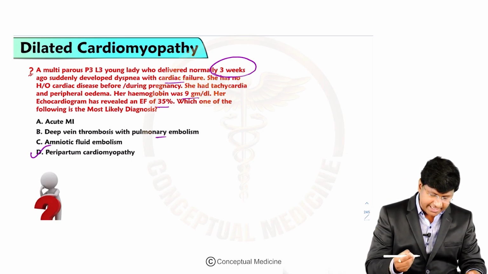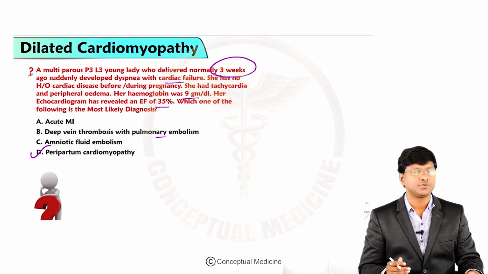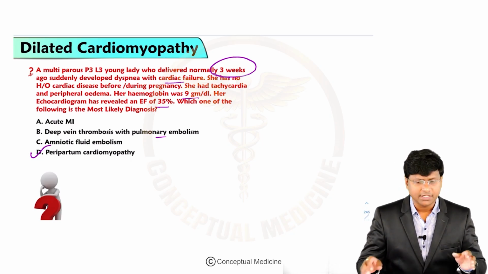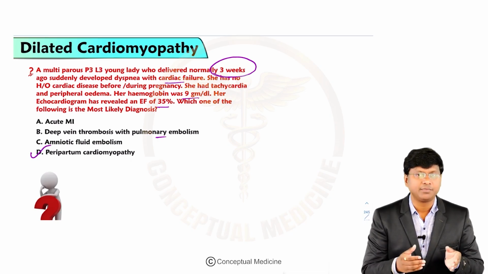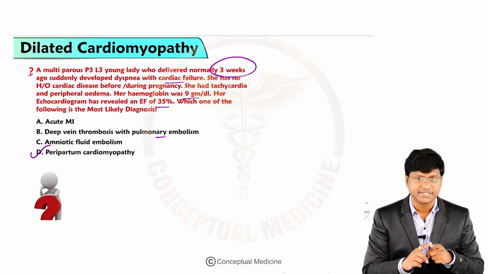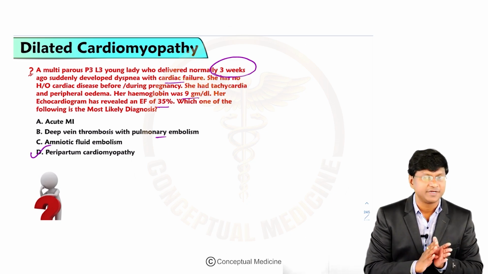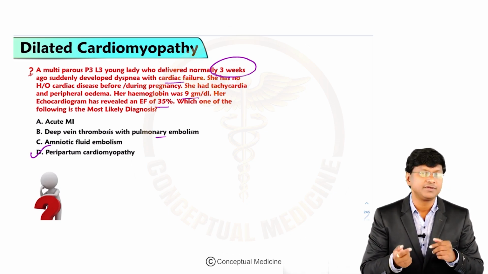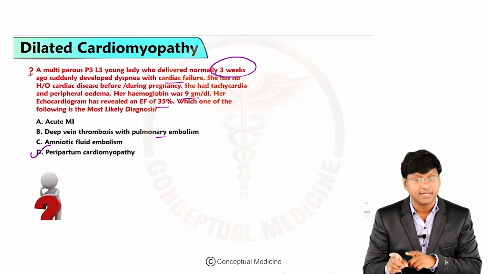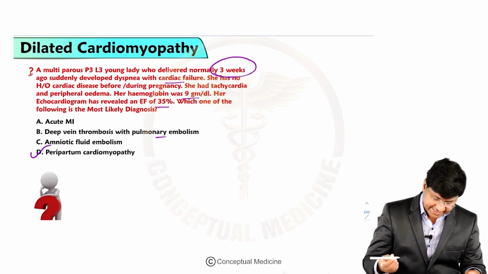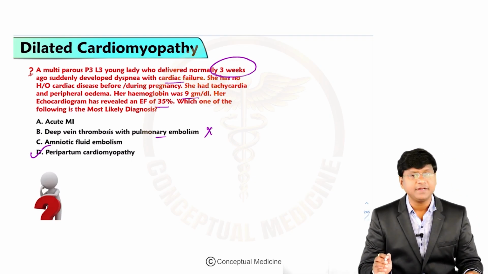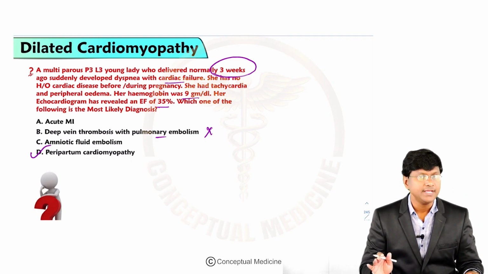Now, why can it not be DVT with pulmonary embolism? Because she is a postpartum female, right? See, in case of pulmonary embolism, dyspnea will be the clinical presentation, and ejection fraction of 35% does not favor pulmonary embolism. In pulmonary embolism, there will be right ventricular failure but not left ventricular failure. So that is the reason why pulmonary embolism is ruled out.